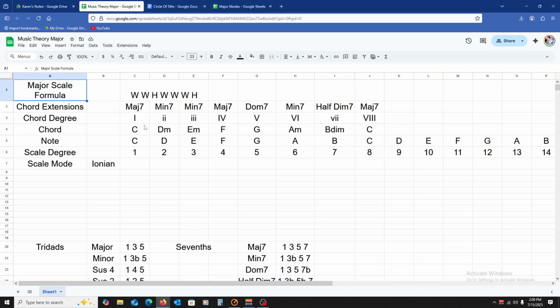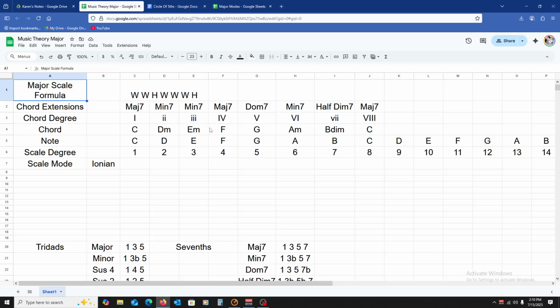So for instance, in the key of C, which this is C major, the one chord is a C major. The two chord is a D minor. The three chord is an E minor. The four chord is an F. The fifth chord is a G. The sixth chord is an A minor. The seventh is a B diminished. And then we come back to the eight, or the one again, which is a C major.